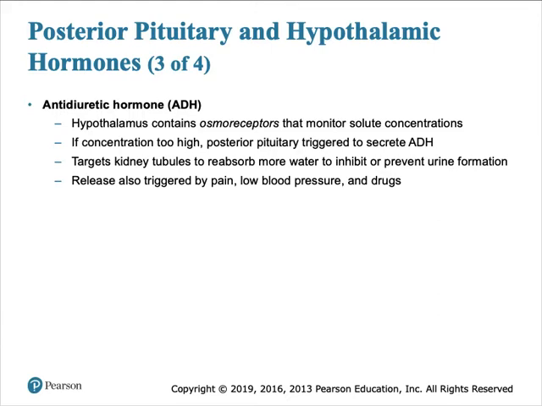All right, antidiuretic hormone, or ADH. Basically, the hypothalamus is going to be sensing what's going on with water levels in the body. We call those osmoreceptors. And if concentration of water is too high, the posterior pituitary may release ADH. So it targets the kidney tubules. We'll talk a little bit more about this system when we get into the urinary tract. And in the kidneys, they actually are going to resorb more water anytime you get release of ADH and prevent as much urine formation. The release can also be triggered by different types of pain, lower blood pressure, and some specific drugs that affect ADH.